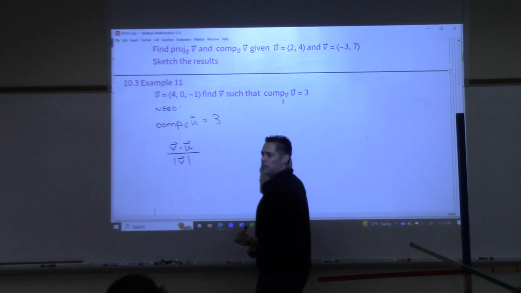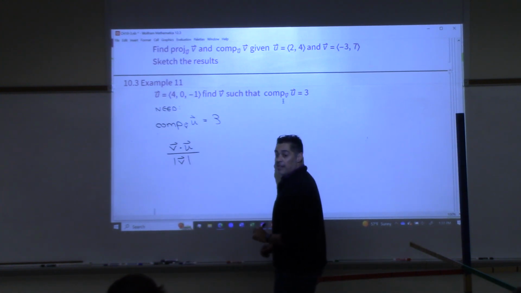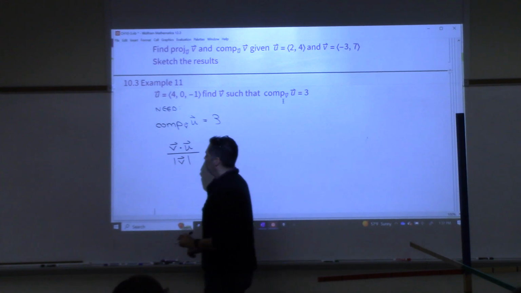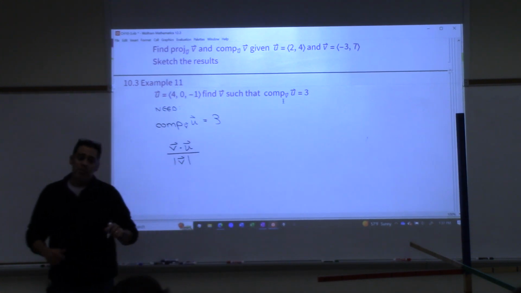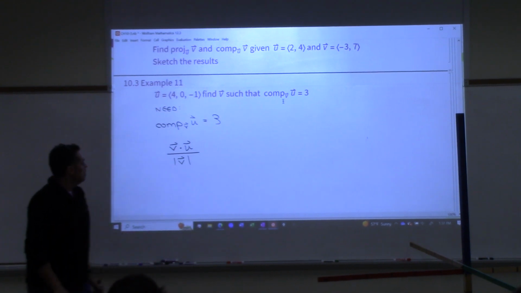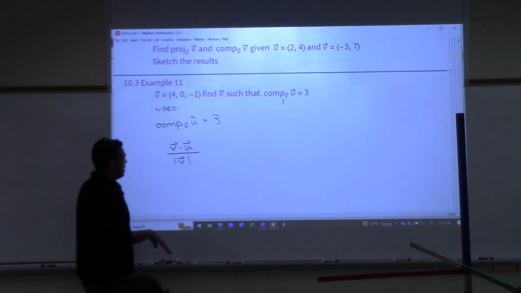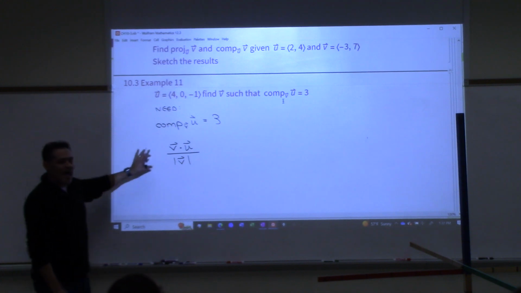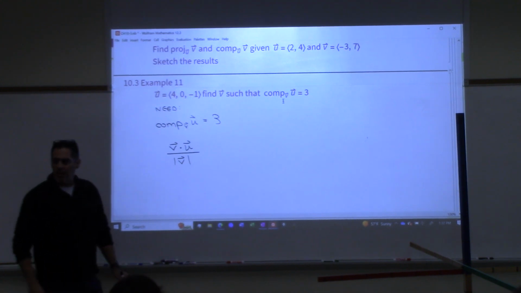It's always the small one in the notation, the subscript. It's always the one that you're projecting onto, which doesn't have to be the smaller vector, because it could be longer. It's always the one that's subscripted. Okay, we need that to be equal to 3, don't we?